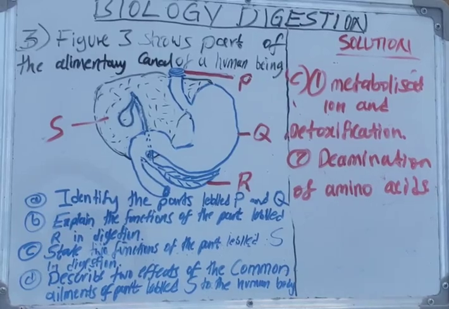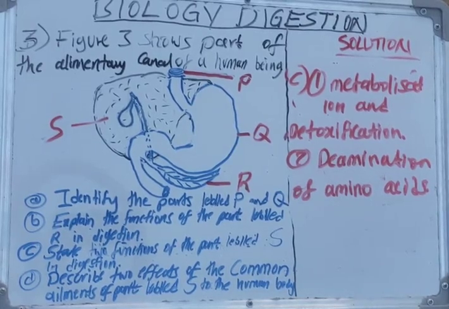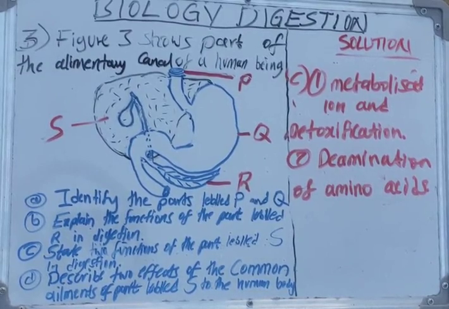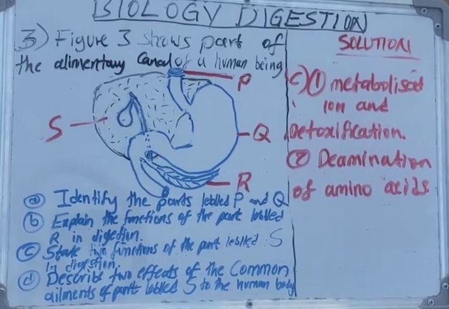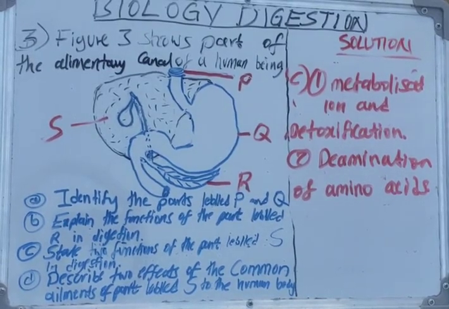Yes. So the liver is also used in the deamination of amino acids. Okay, so what happens? Actually, not just amino acids, but excess amino acids. What happens when the body has excess amino acids? When it has more than enough amino acids, these excess amino acids are taken to the liver, and the liver breaks them down to form what is called urea.